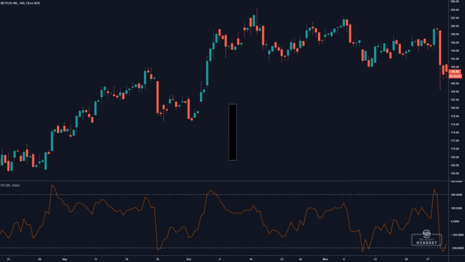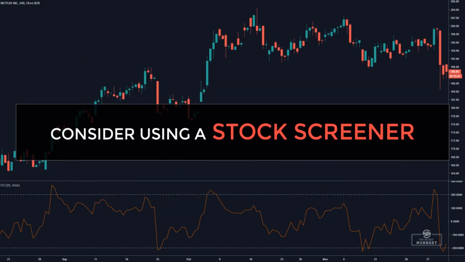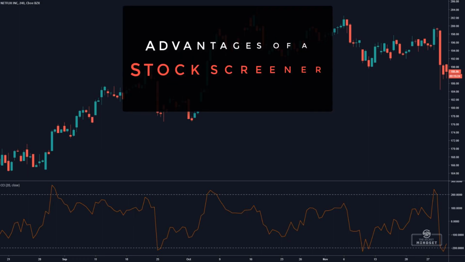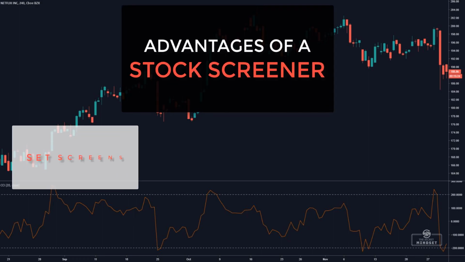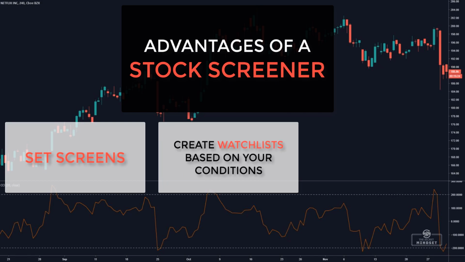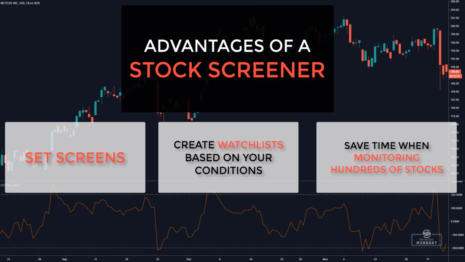I use a stock screener to keep an eye on the stocks to trade. Stock screeners make a trader's life a lot simpler than in the old days. You still have to do your homework, but you can set screens to create your watch list based on your conditions, and it's going to save you a lot of time, especially if you're monitoring hundreds or thousands of stocks. With a stock screener, you have a big advantage.